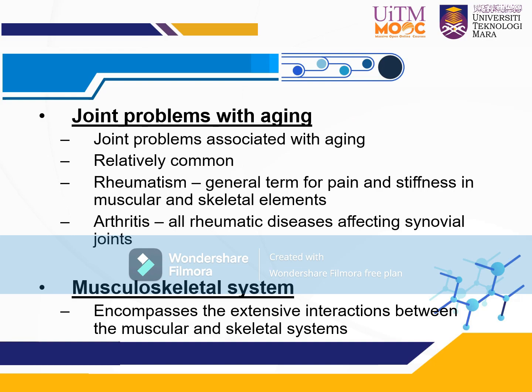Last but not least, continue with health problems related to joints. To be specific, joint problems are associated with aging and the musculoskeletal system. Joint problems associated with aging are relatively common. For example, rheumatism and arthritis.